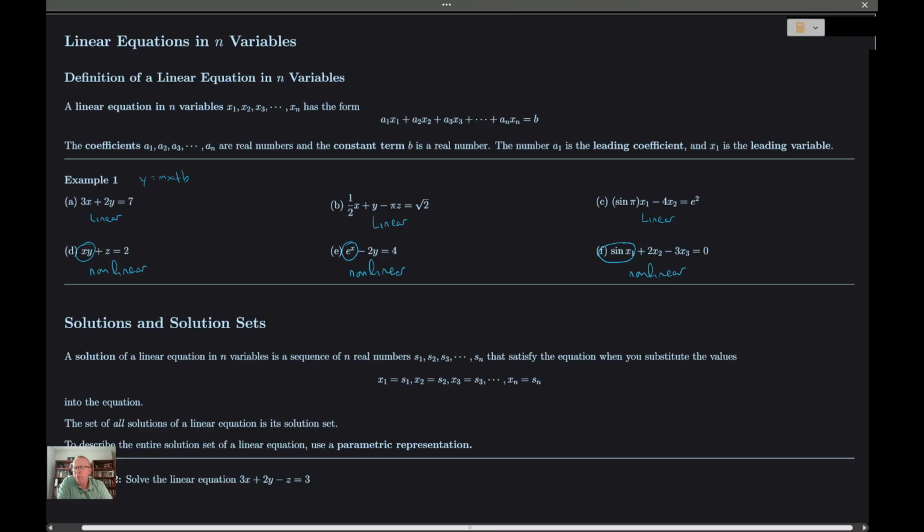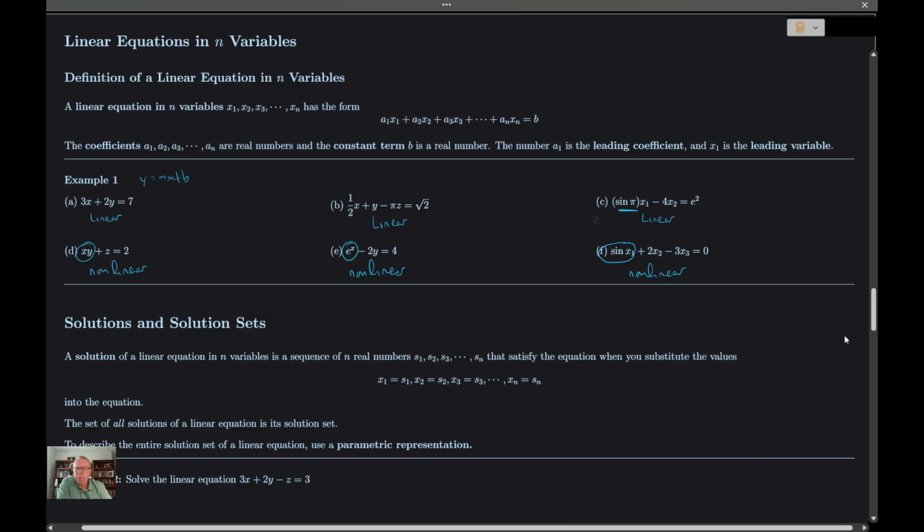So we're always looking for, so up here it's okay because sine of pi is just a coefficient. That's just a number, and it could be sine of anything. It'll always just be a number. But you cannot take sine, cosine, tangent of a variable. You cannot have a variable in the exponent. You cannot multiply variables together.